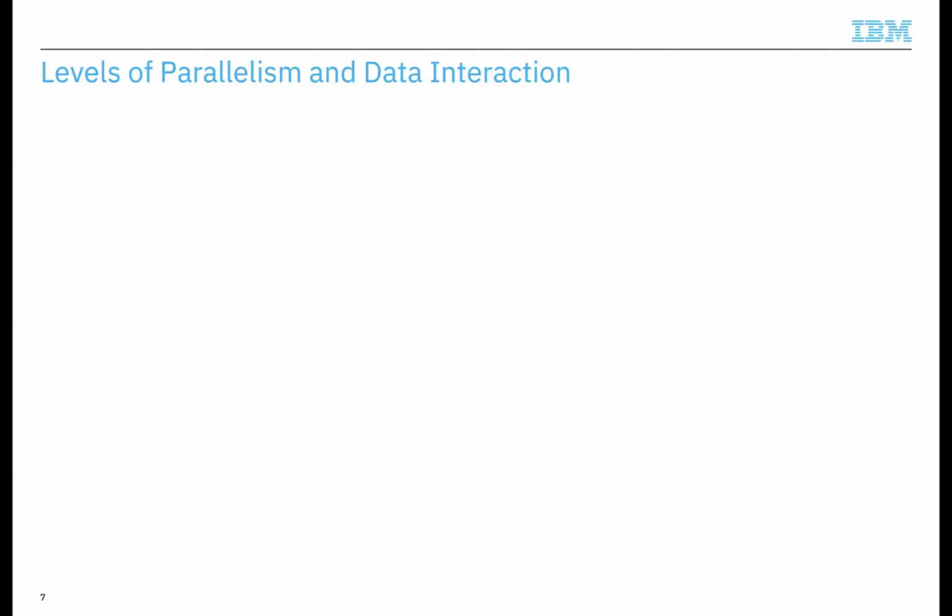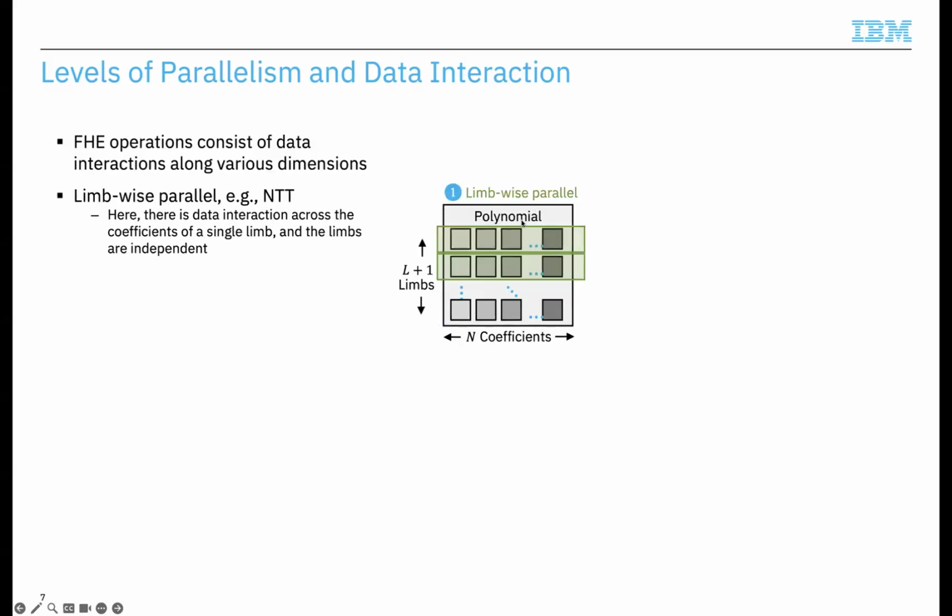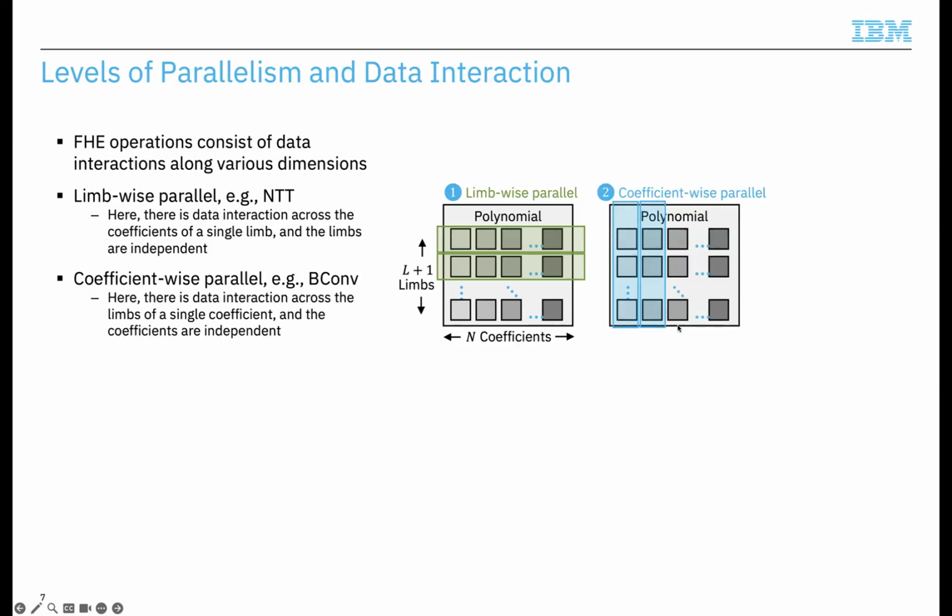Okay. Next is another factor that makes FHE interesting and challenging: the levels of parallelism and data interaction. So this is a single polynomial. Again, I transposed it, so now you have the rows showing the limbs and the columns showing the coefficients. There are certain operations, or I call them primitives in my slides, that operate along different dimensions of the data. For example, there is a kernel called number theoretic transform, or NTT, that operates across the coefficients of a single limb. So there is no data interaction across the limbs, but there is data interaction across the coefficients of a limb.